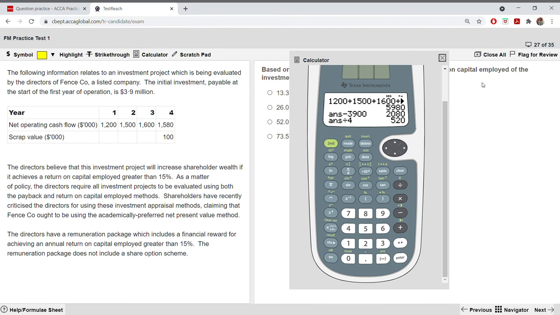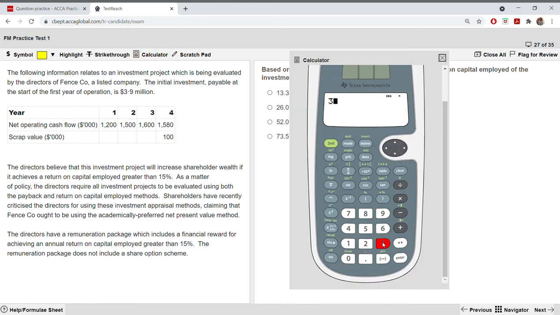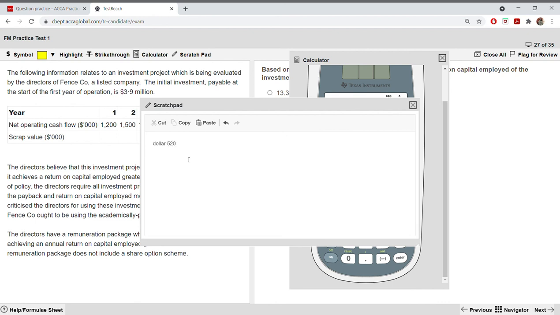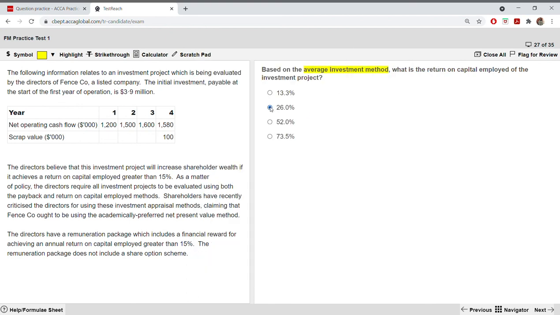Keep 520 as it is. It's divided by average investment. Now, what is your initial investment? 3,900. So average investment is, this is the formula: 3,900 plus scrap value, that is 100, divide by 2. Don't divide by 4. The formula itself says divide by 2 only: investment plus scrap value divided by 2. So it's 2,000. So what did we get in the top? If you remember, it's 520. If you don't remember, when you are doing calculations separately, go and write a rough note in the scratch pad, 520, so later you will know what you got before. So now, clear, I got 520 divided by 2000. Enter, 0.26. That means 26%.